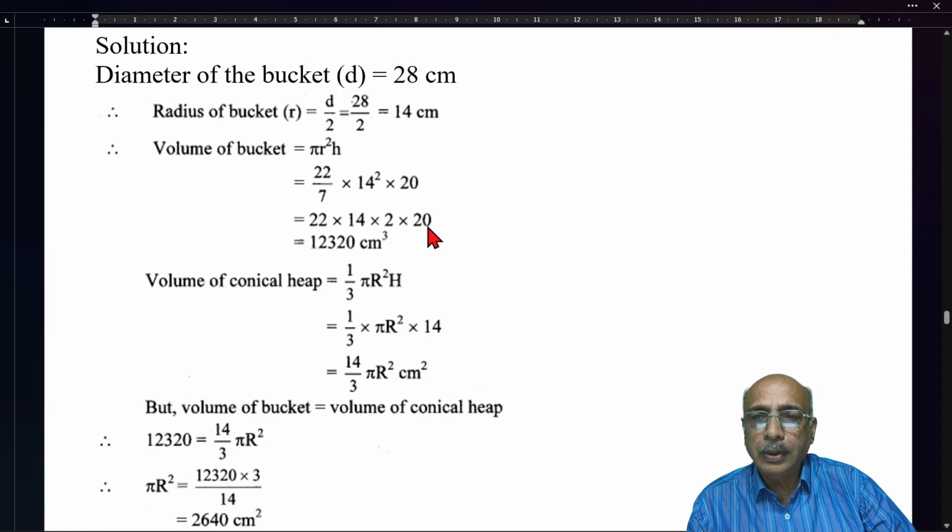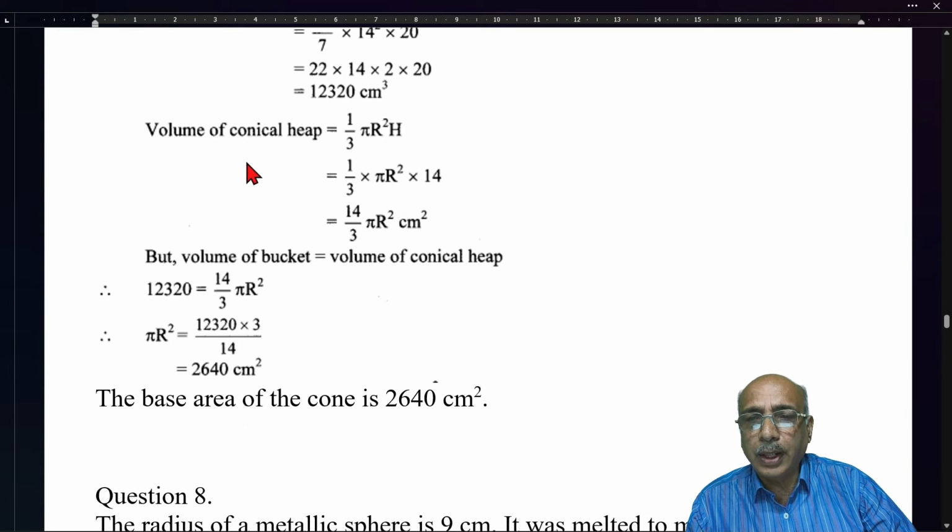Solution. Diameter of the bucket D equals 28 centimeter, so its radius will be 14 centimeter. Volume of bucket equals pi r square h. Substitute the value. So volume of the bucket is coming to 12,320 centimeter cube. Volume of conical heap equals 1 by 3 pi r square h.